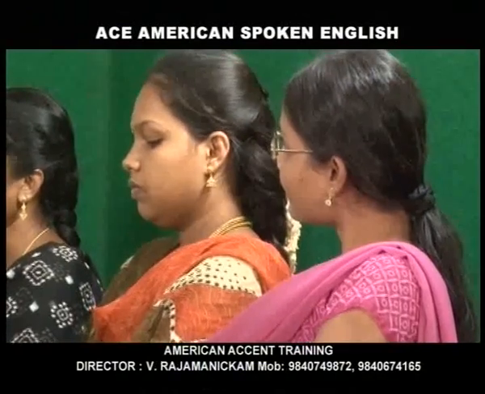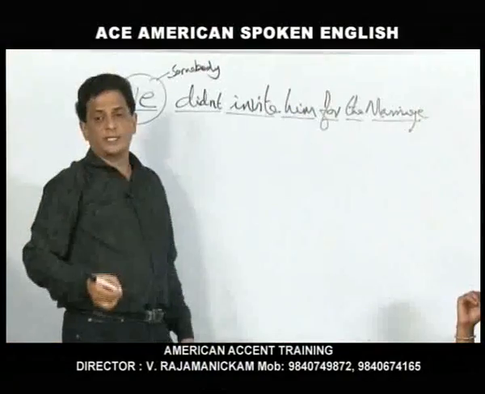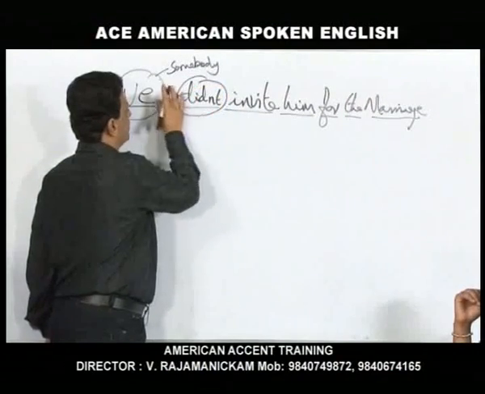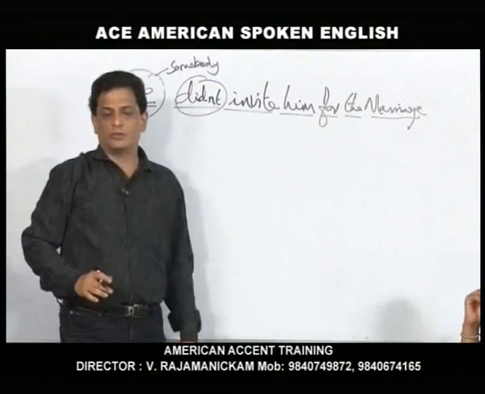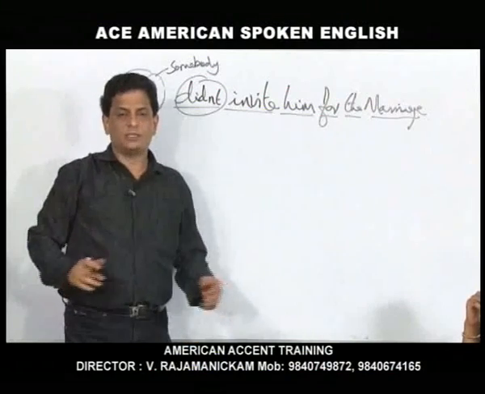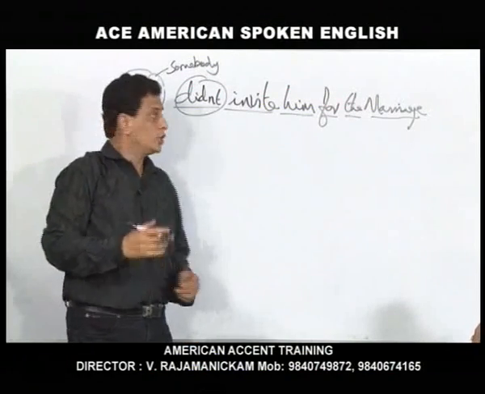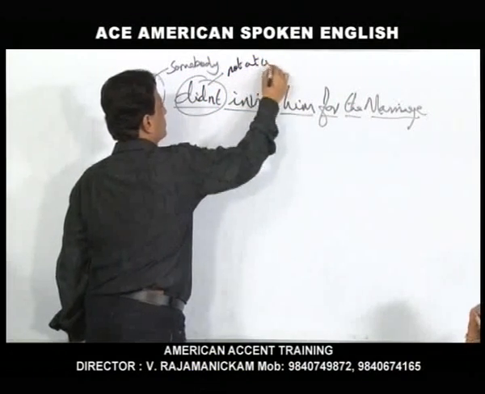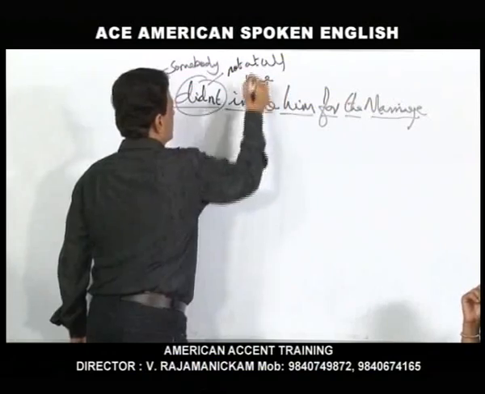நாங்கள் அவனை திருமணத்திற்கு அழைக்கவில்லை. So when you stress we, it means somebody else has invited. நாங்கள் அழைக்கவில்லை. So when you stress on we, it means what? Somebody else has invited. யாரோ ஒருத்தர் அழைத்தார்கள். Suppose you stress on didn't.